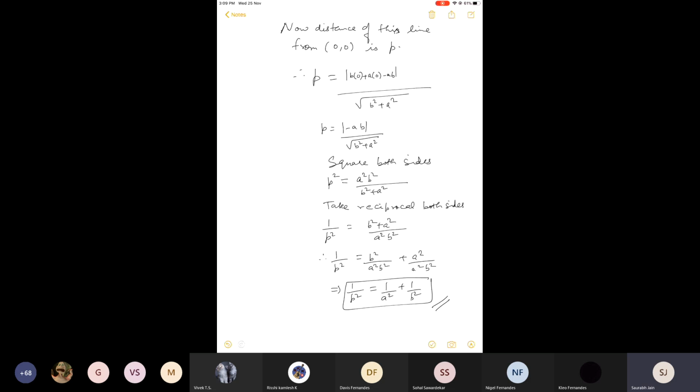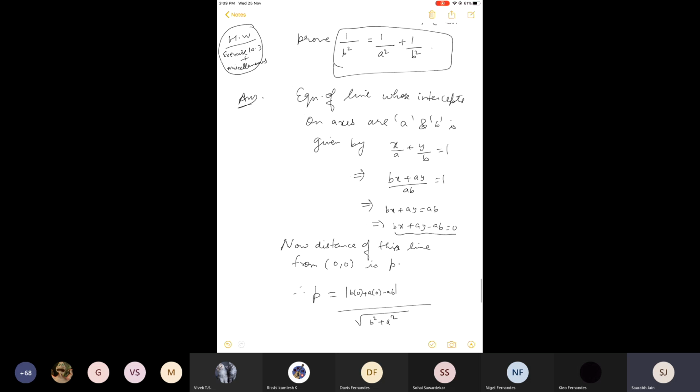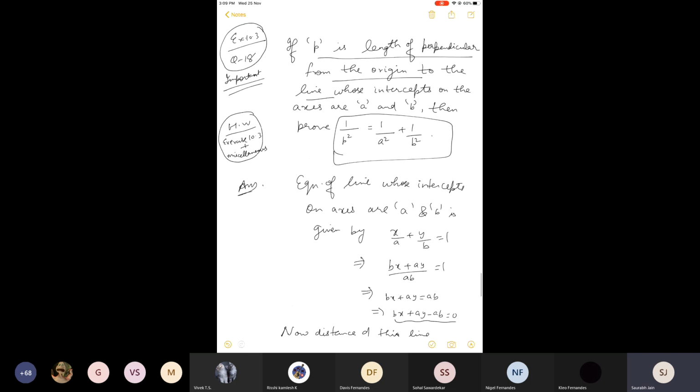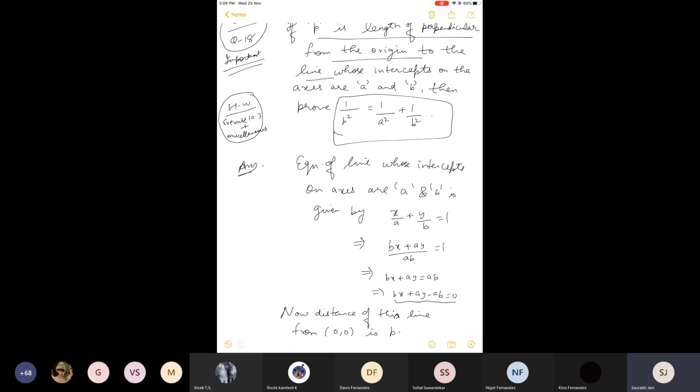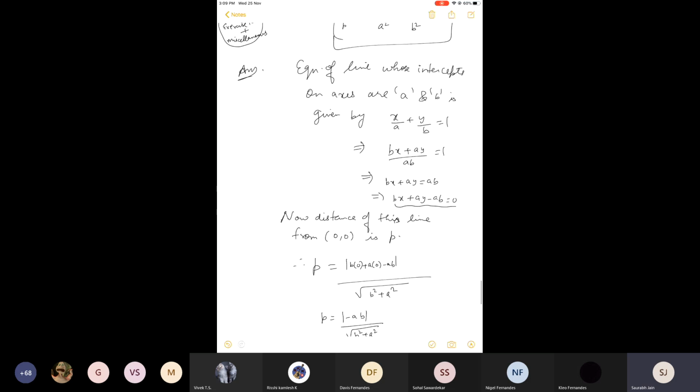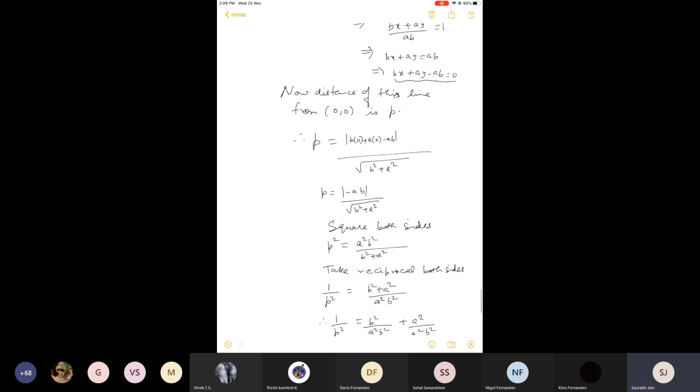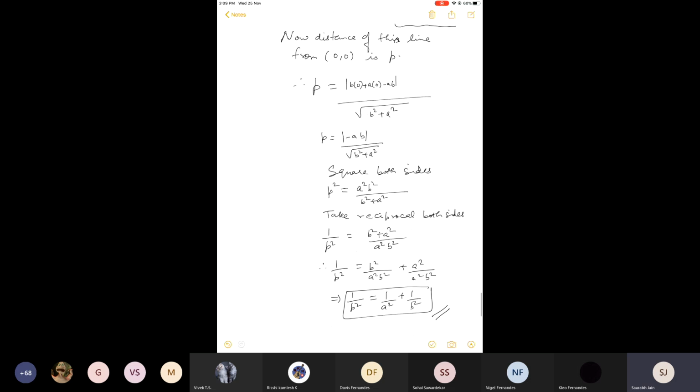First thing, using intercepts, you have to write the equation of line. Okay, then change it in the general form. And then in the question, it is given that distance of this line from 0 0 is p. So you use formula of perpendicular distance. From there, you will get p equals minus of ab mod upon under root b square plus a square. And in the question, you have p square, so you will square both sides. Also, in the question, it is 1 upon p square, so naturally you have to take the reciprocal now. When you do so, you will get the desired result.